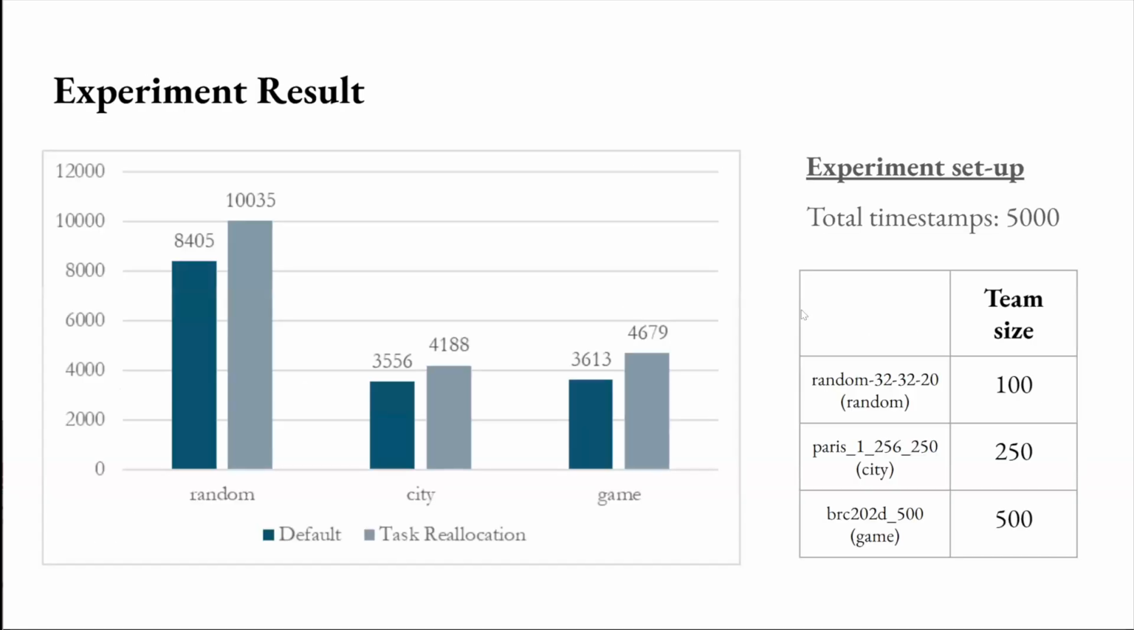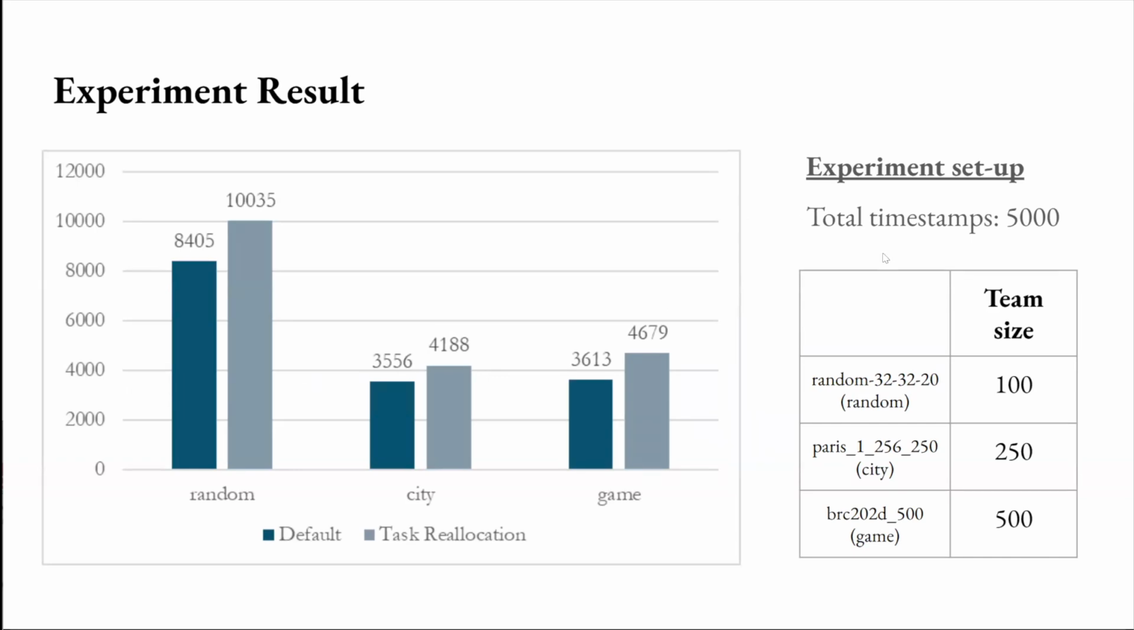And here is the experiment result on our local machine for the scheduling part. We tested on the random city and the game map. Here is the result, which shows that the scheduling significantly improved on the default algorithm for all three maps. It also works well on a larger scale map, which is the game map.